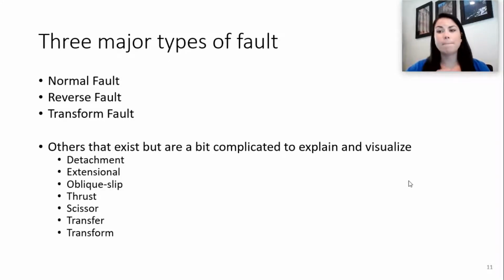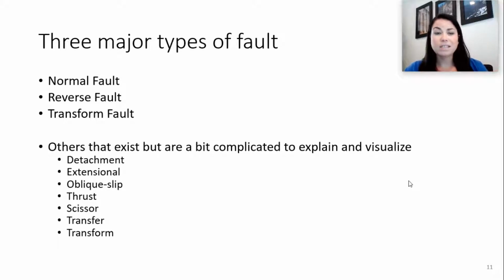There's three major types of faults: normal, reverse, which is sometimes called thrust, and transform, which is sometimes called strike slip. And there's other types of faults too. These aren't just the only ones. Geologists love to come up with different words to describe different things.